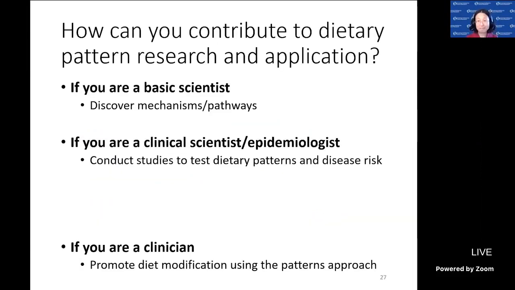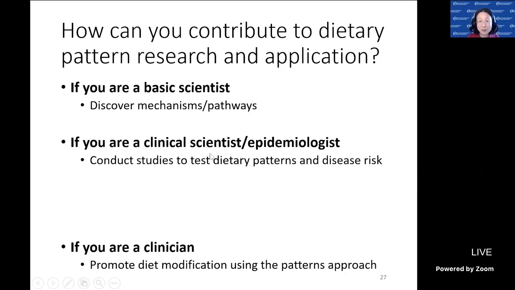And finally, I believe that the people who are watching this presentation may come from different backgrounds. Some of you are basic scientists, and how can you contribute to dietary patterns research? For you, I would say continue to discover mechanisms and look at associations, and find out the mechanisms of food components and nutrients, and how they affect biological mechanisms that lead to a disease endpoint. That is how you can contribute.